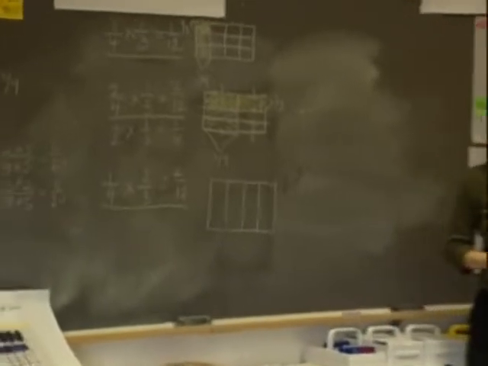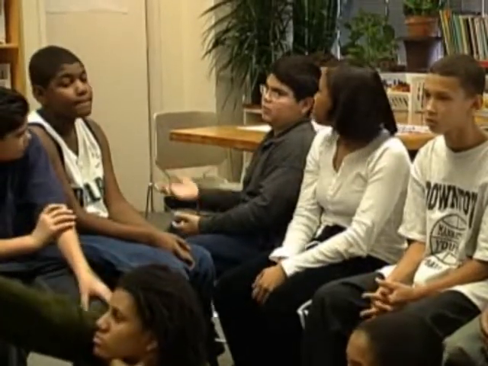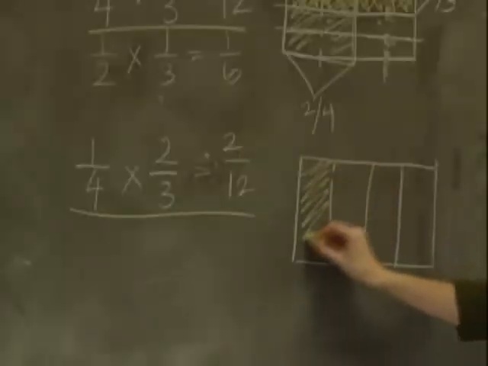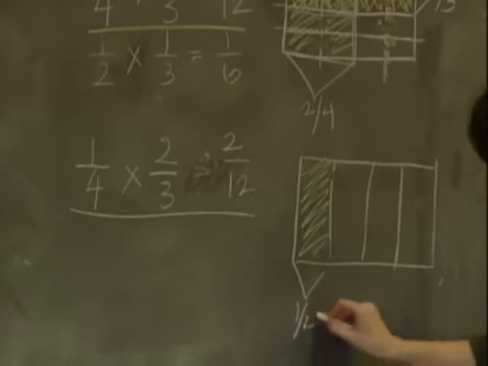How many should I shade? Joey? 1. Yeah, Lewis, you said 2 a minute ago. Did you change your answer? Why does 1 make sense? 1/4. So what if I have 4 pieces and I want to show 1/4? What would I shade? 1 out of 4. Okay, so I'm going to shade that one in green. And again, we'll use our notation to show that this is 1/4, 1 out of 4 pieces.